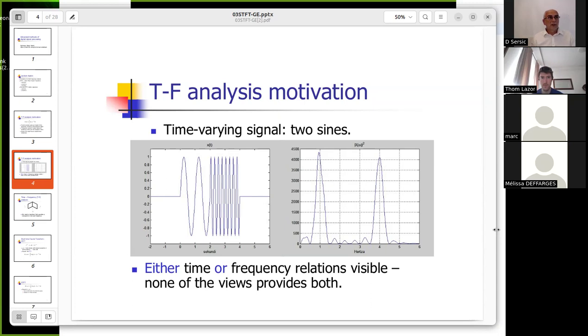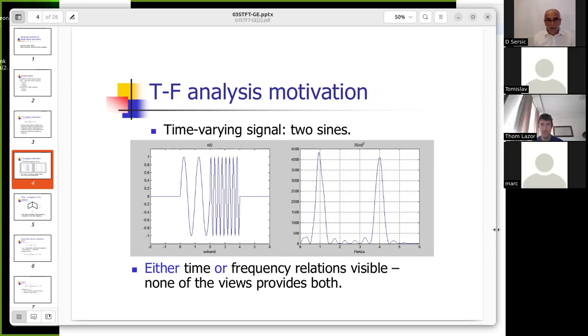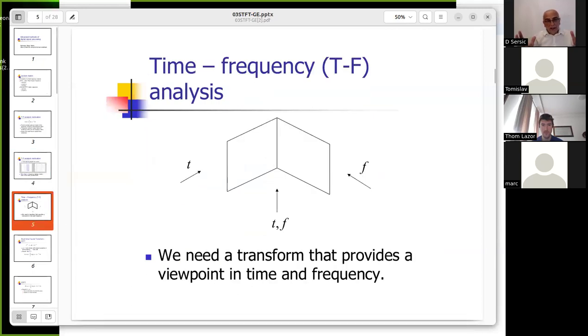Last time I just mentioned music. Music is a sequence of frequencies, a sequence of sounds over time, and we need both. So we would like to have some kind of transform that provides both viewpoints, from the time axis as well as from the frequency axis.